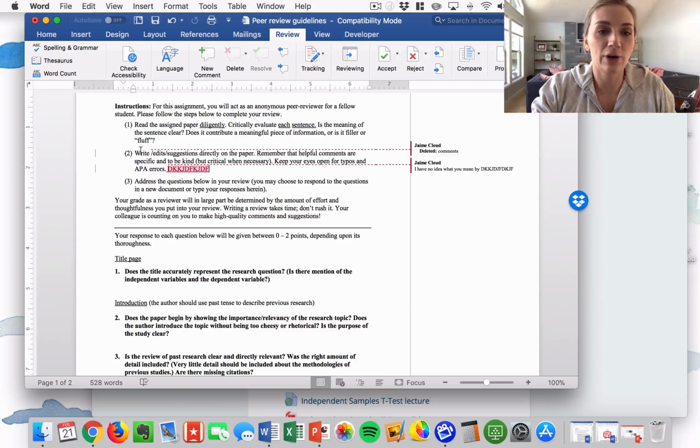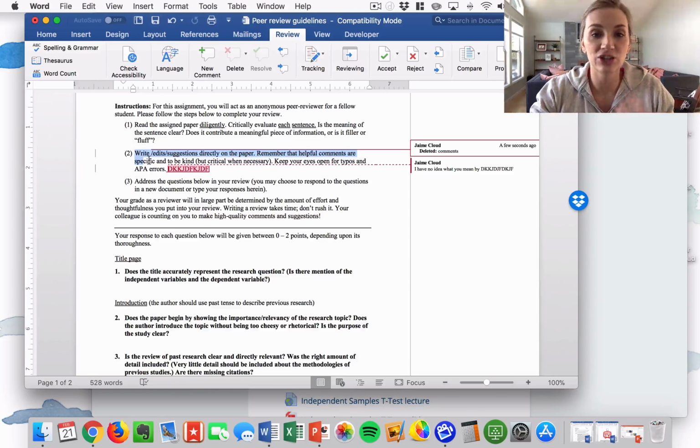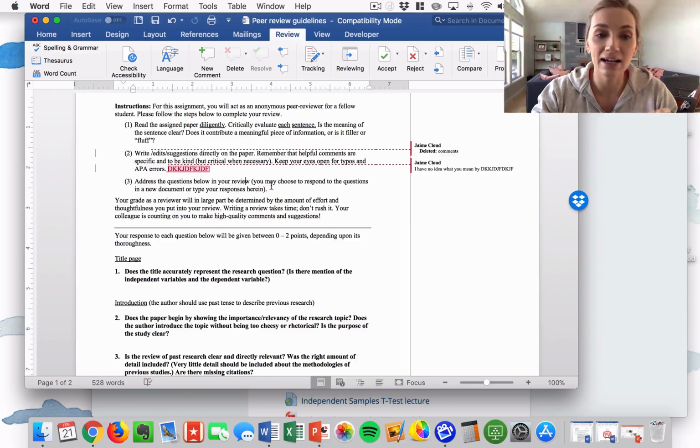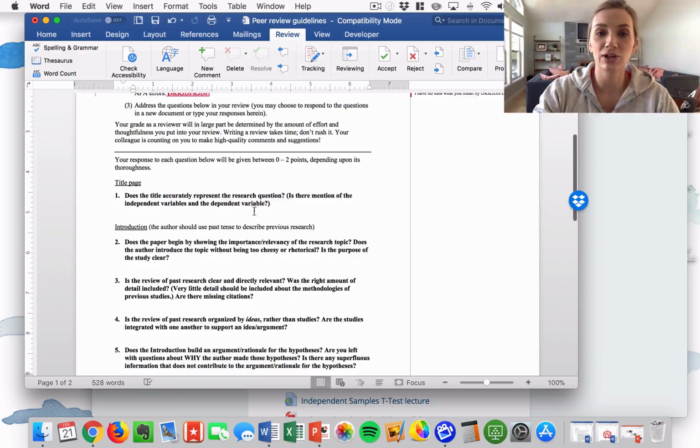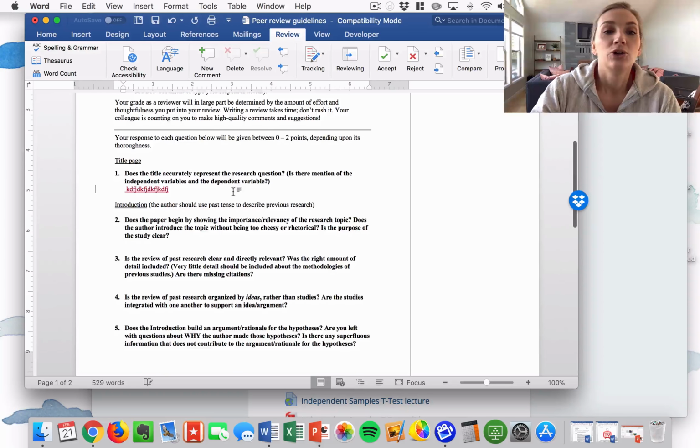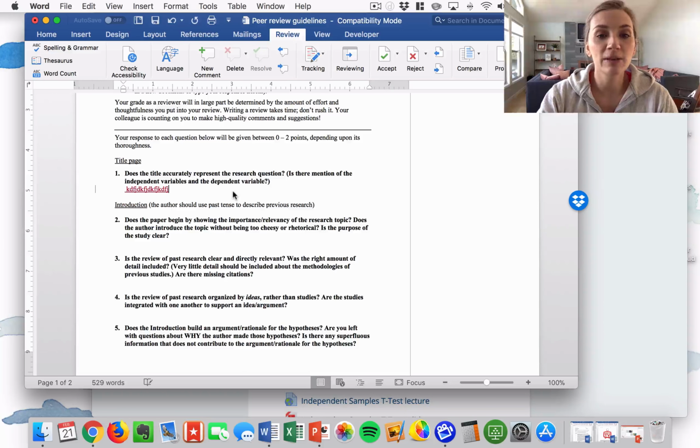Okay, so you're going to make edits and suggestions and comments directly in their paper using track changes, and you're going to answer these questions below. And you can respond to the questions in a new document, or you can use this exact document, the peer review guidelines document, and just start typing your answers in that document. Either way. Your grade, the 30 points that you could get, will in large part be determined by the amount of effort and the thoughtfulness you put into your review.